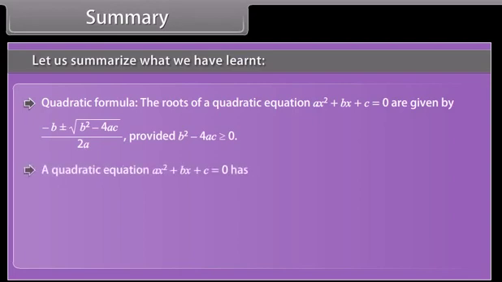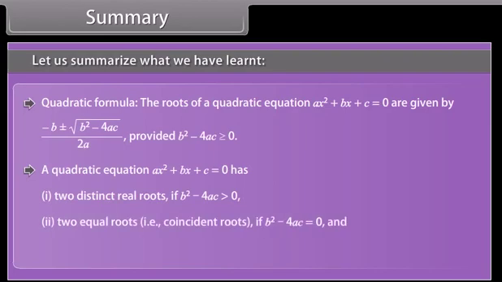A quadratic equation ax² + bx + c = 0 has: 1. Two distinct real roots if b² − 4ac is greater than 0. 2. Two equal roots, that is, coincident roots, if b² − 4ac is equal to 0, and 3. No real roots if b² − 4ac is smaller than 0.